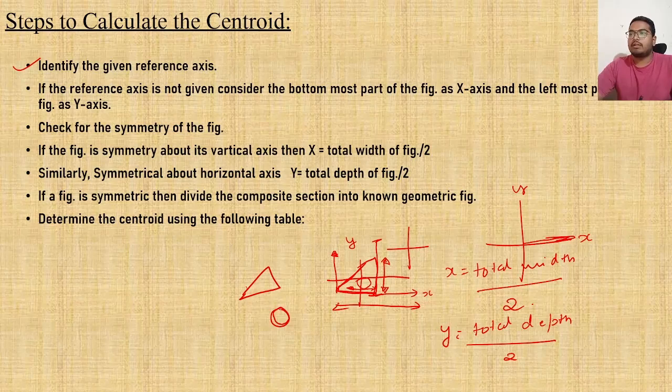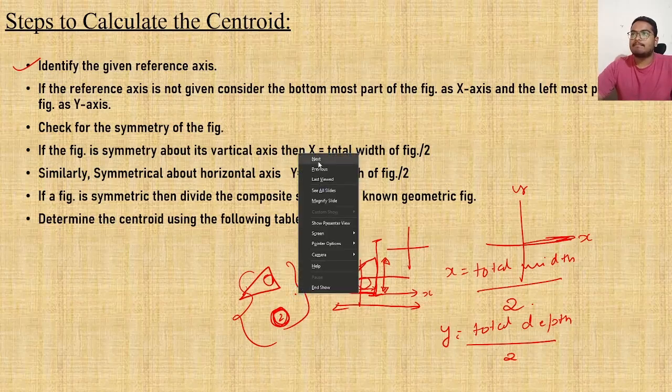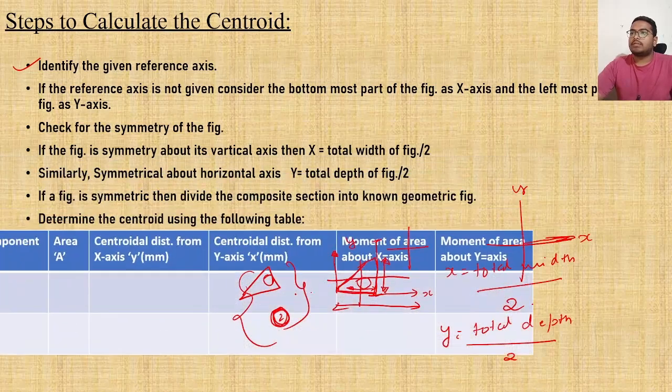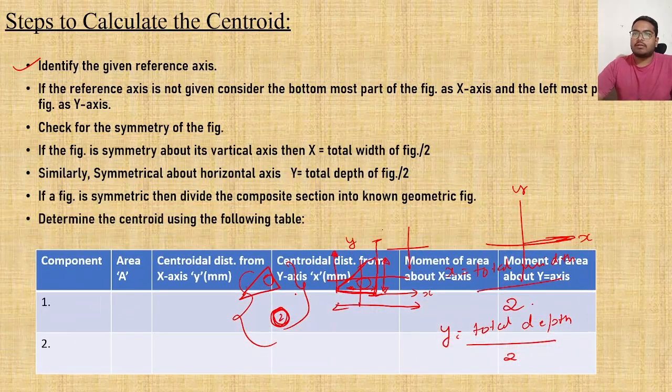So we'll divide this into two. We'll take this one as 1 and this one as 2, and then we'll do all the required things that we need for solving this. So now, to calculate the centroid, we'll use this particular table, and we'll write all the data here.